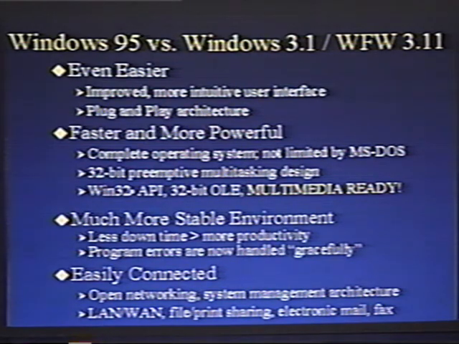It's also a much more stable environment. You have less downtime, and that means more productivity for you. Program errors are now handled gracefully. It's not going to crash your machine. And you're easily connected. This means you have open networking and a system management architecture. You have LAN, local area network, and WAN, wide area network, file and print sharing, electronic mail and fax. You're connected to the world with Windows 95.